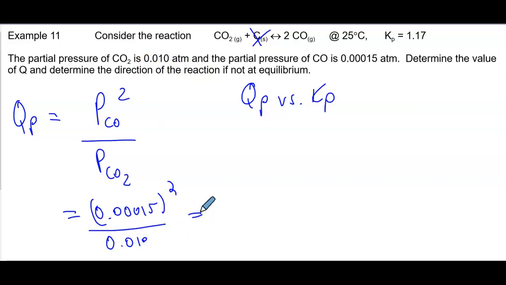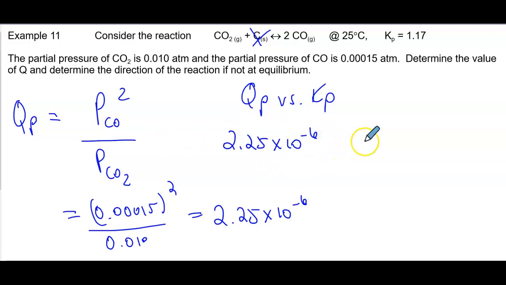I'm going to go through that math. Let's do that. 0.00015 squared, divide by 0.01, and I get, I'm going to put this in scientific notation just for purposes of writing it, 2.25 times 10 to the negative 6 for my Q. So I'm going to put that in here, 2.25 times 10 to the negative 6. And we're going to look at our Kp, 1.17. So this is definitely way bigger. So then it's going to shift to the right because that's the way my Pac-Man is heading.